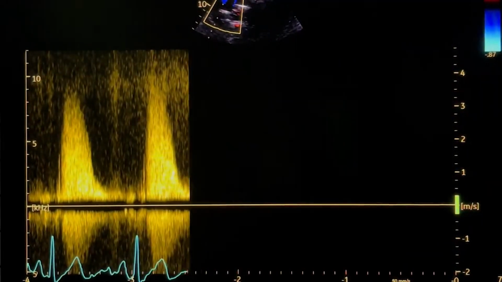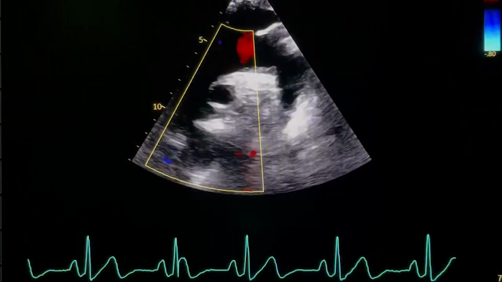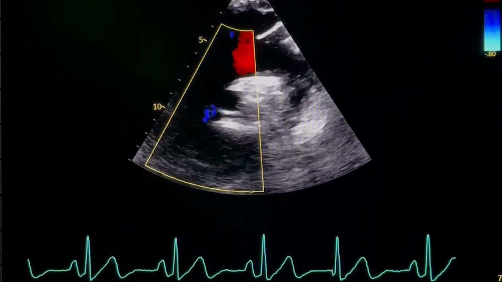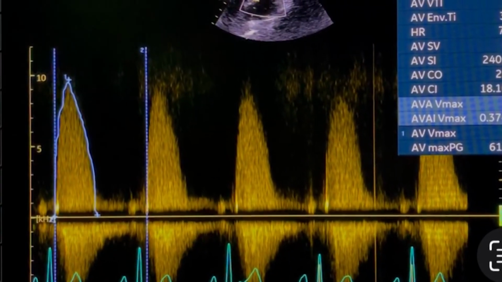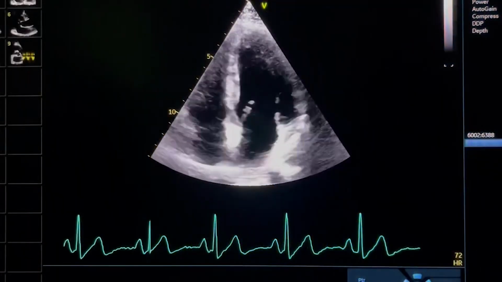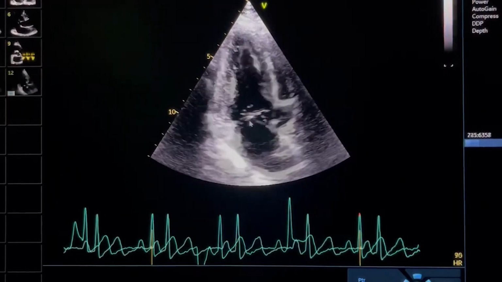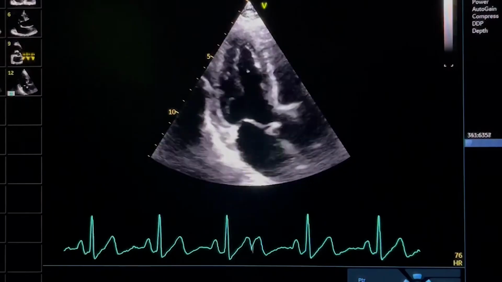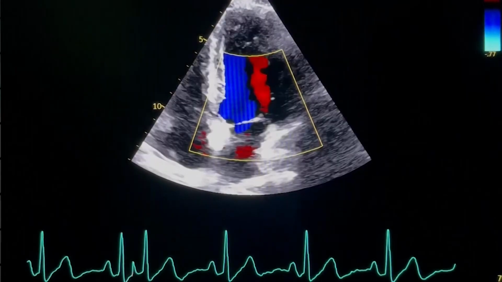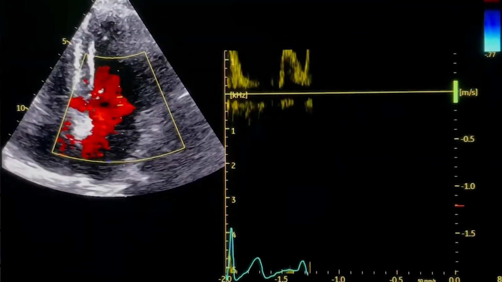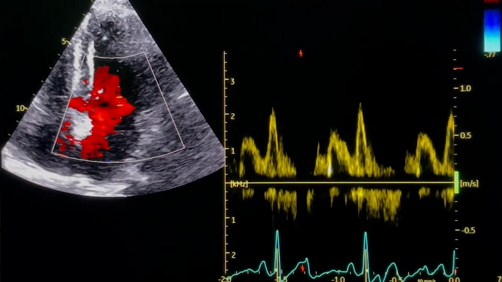Ideally, a dedicated small dual crystal CW transducer, also called the pencil or the Pedoff probe, is used for these velocities, which are taken from the suprasternal or the right parasternal view. And finally, before completing our study, we look at the left ventricular function, wall motion abnormalities, and also the global longitudinal strain, and then look at the diastolic function, left ventricular pressures and the right ventricular pressures before we conclude the study.